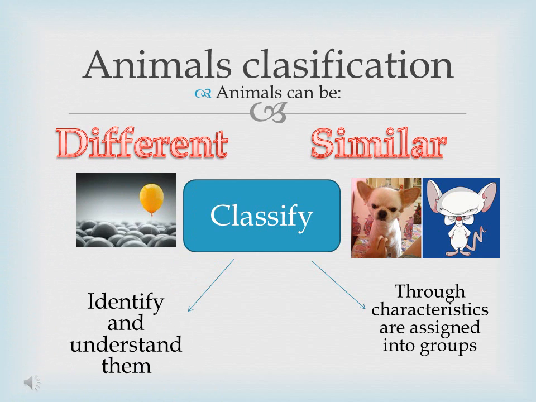Around the world, we can find different types of animals, and they can be different or similar. Classifying animals is very important because that helps us to identify and understand them. But how do we classify animals? It's so easy. Through their characteristics. Depending on them, they are assigned into groups.